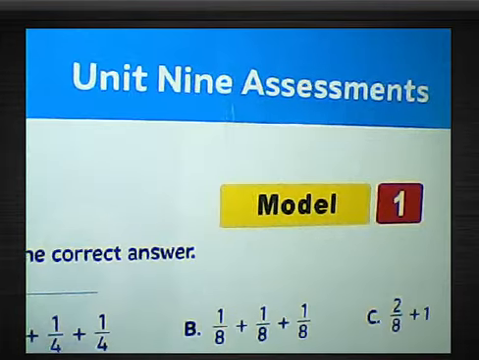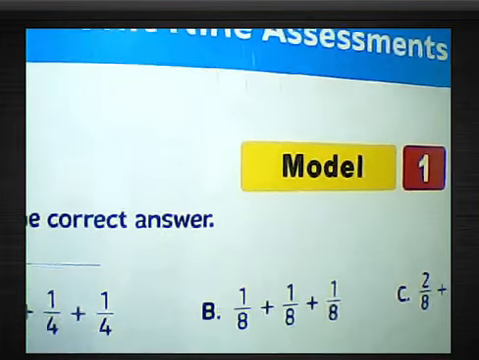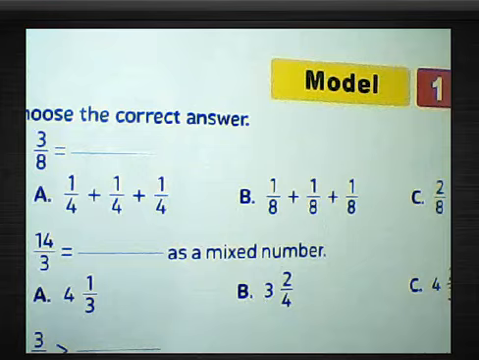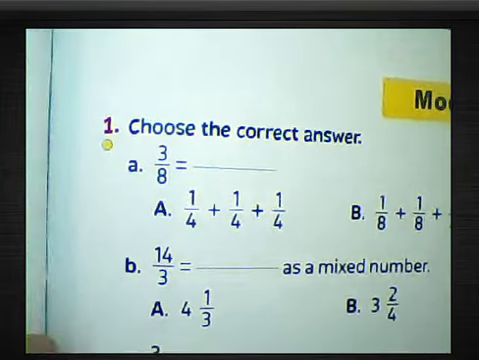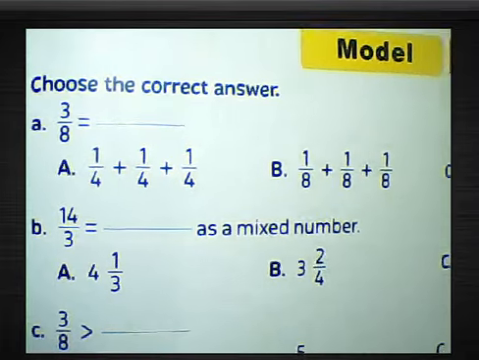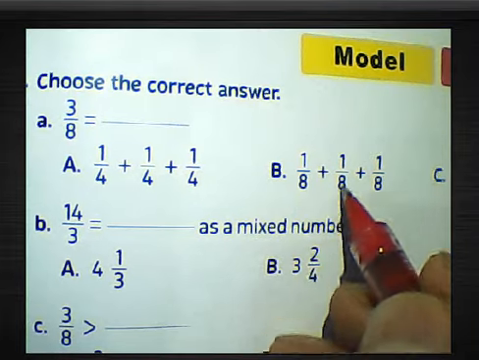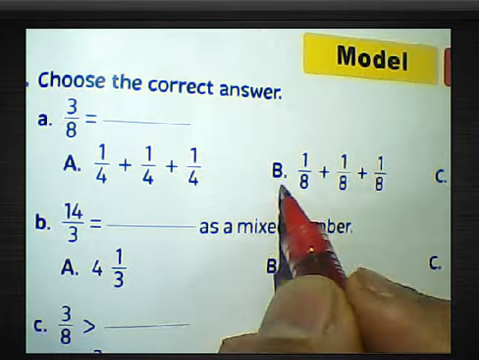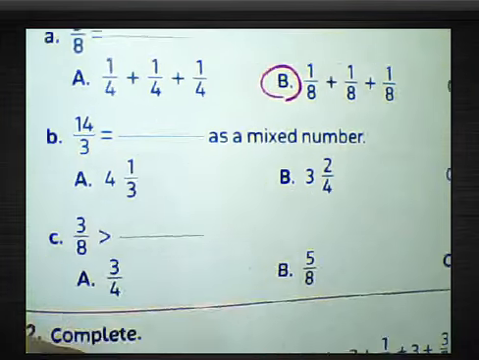Now, we will solve unit 9, model 1, page 189. Choose the correct answer. 3 over 8 equals what? 3 over 8 equals 1 over 8 plus 1 over 8 plus 1 over 8. Choose letter B.